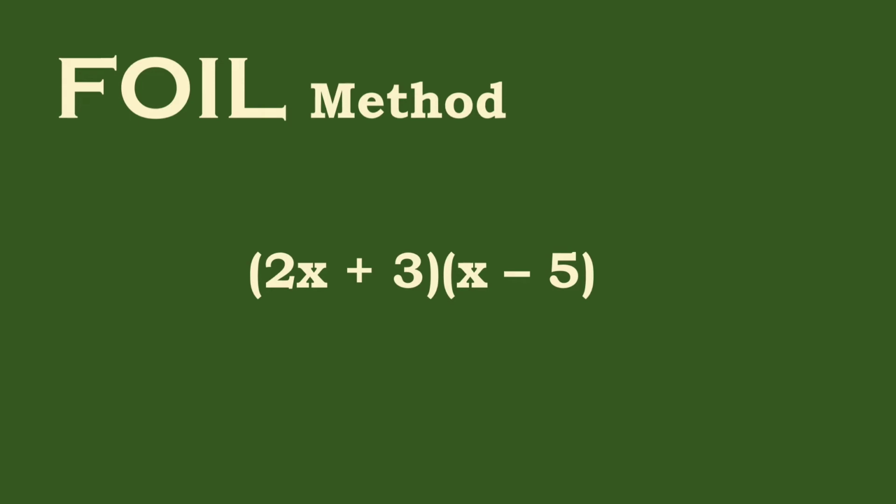So letter F stands for first. In this example, the first terms are 2x and x. Later we will get a product of these two. And then we have the outer. The outer terms in this example are 2x and negative 5, right? So the outer terms are 2x and negative 5.